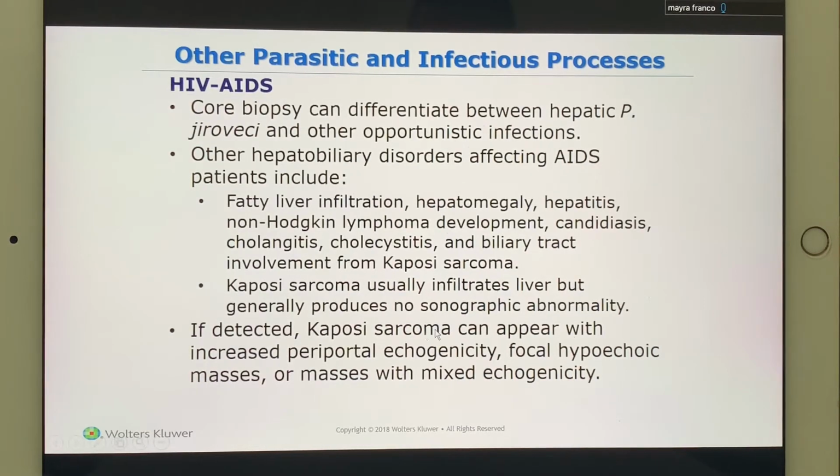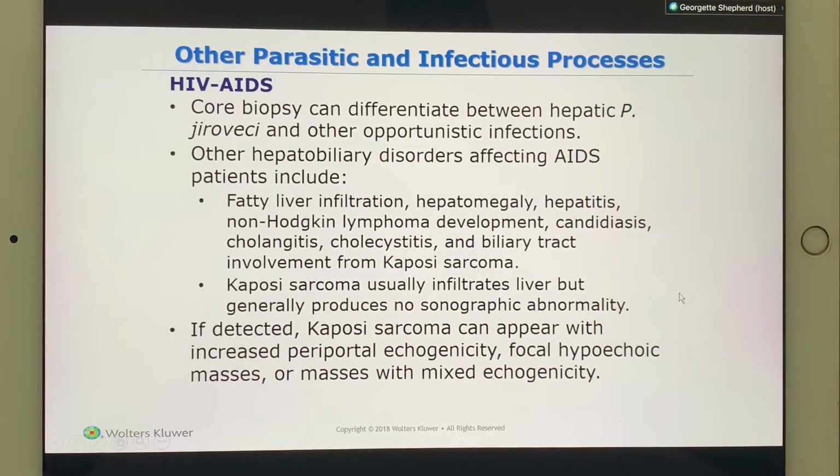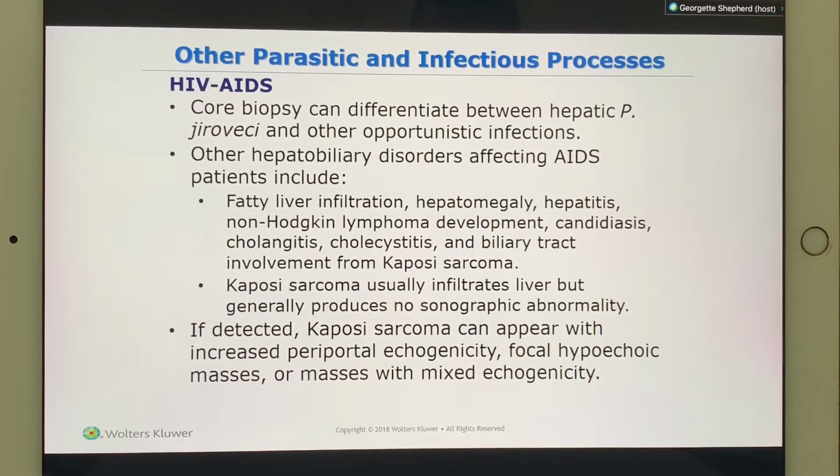Kaposi sarcoma is what they develop on their skin, where it looks like they have kind of like leprosy. But those Kaposi sarcomas can also infect the liver. They can cause the liver to look like it has fatty infiltration. The liver gets big. It looks like it has hepatitis by the starry sky.